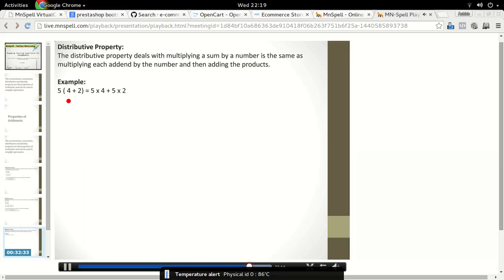But that is not distributive property. In order to use the distributive property, which is very helpful when we have variables, we have to distribute. 5 times 4 plus 5 times 2. This is how we are distributing 5 with 4 as well as 2. And we get the same result. 5 times 4 is 20 and 5 times 2 is 10. So 20 plus 10 is 30.